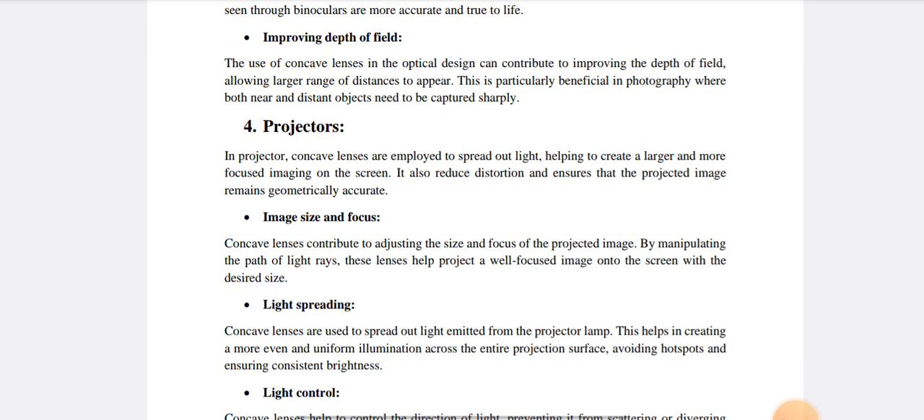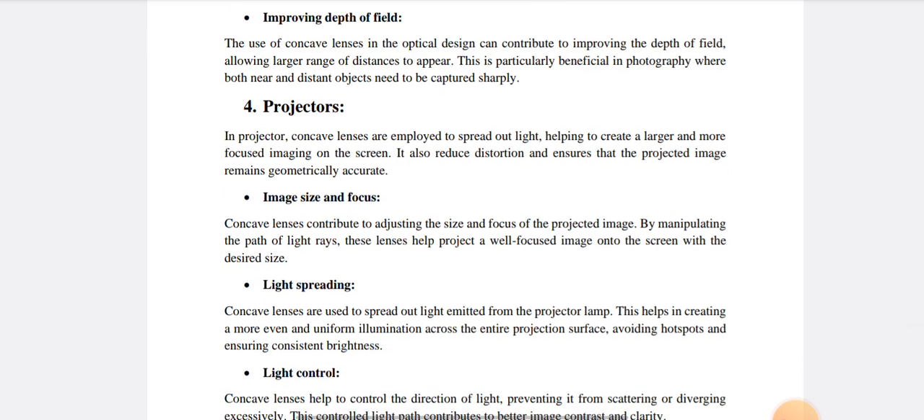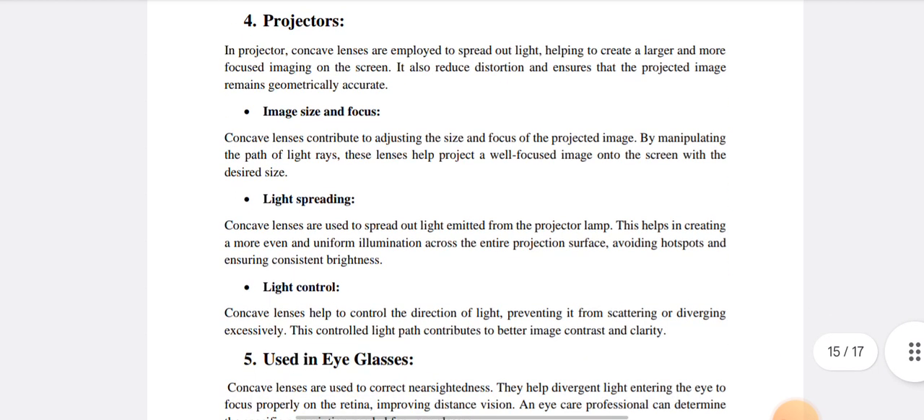Light spreading. Concave lenses are used to spread out light emitted from the projector lamp. This helps in creating a more even and uniform illumination across the entire projection surface, avoiding hotspots and ensuring consistent brightness. Light control. Concave lens help to control the direction of light, preventing it from scattering or diverging excessively. This controlled light path contributes to better image contrast and clarity.